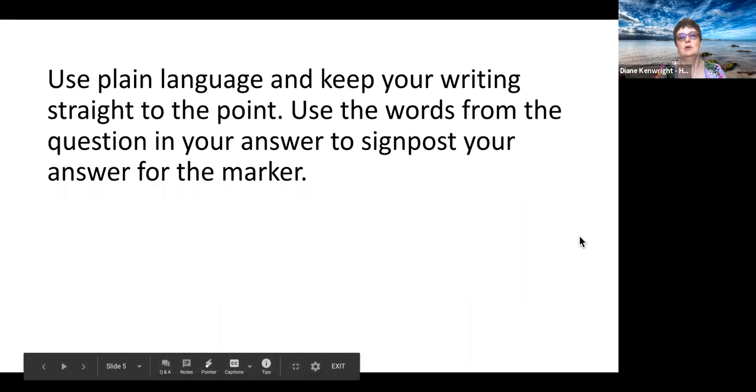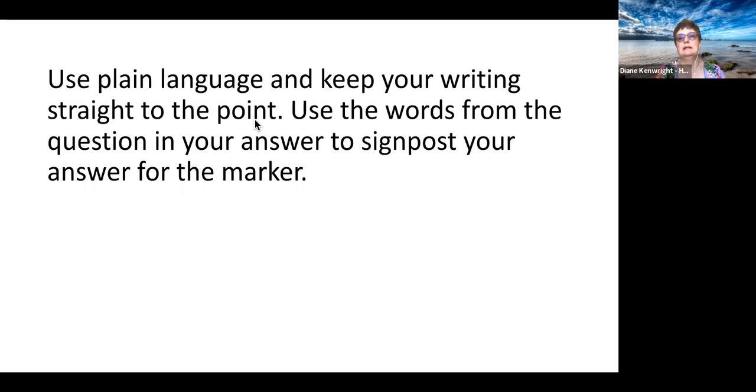Okay, so use plain language, keep your writing straight to the point. I used to say write legibly, but I don't have to anymore because you all type it, and that is truly a blessing to the examiner because I can read every word you say. But use words from the question in your answer to signpost your answer for the marker. They will have 3 points allocated to pathogenesis and 3 points allocated to clinical. So use those headings when you write, put them in bold and write bullet points, and it'll all be good.